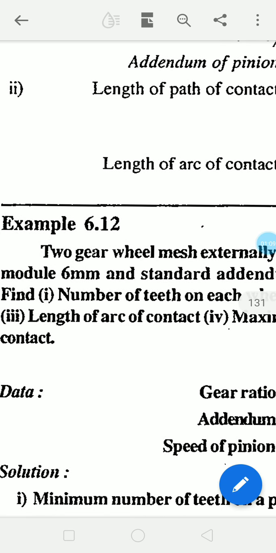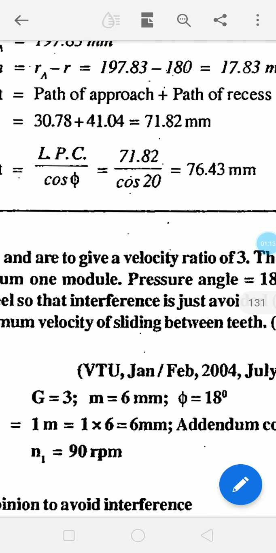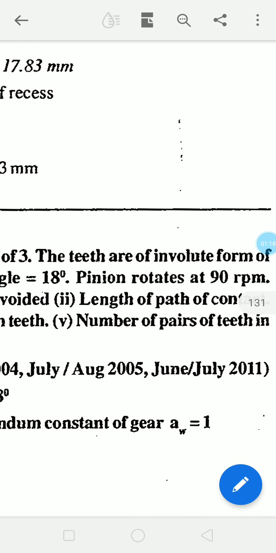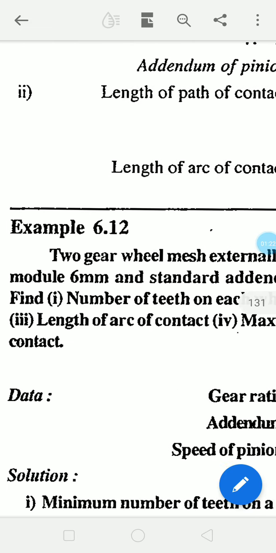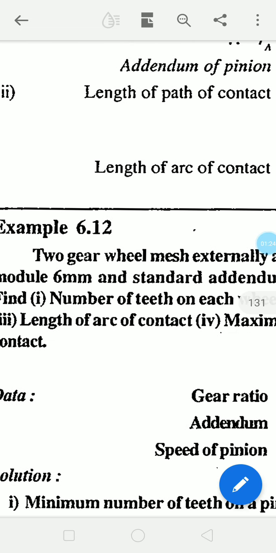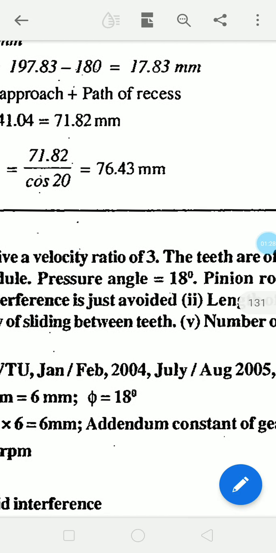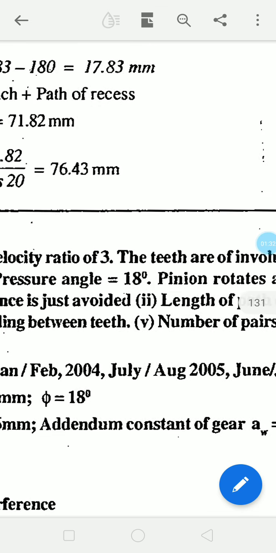Find, for the first one, the number of teeth on each wheel so that interference is just avoided. Second one, length of path of contact. Alright. Next, third one, length of arc of contact. The fourth one, maximum velocity of sliding between the teeth. And fifth one, number of pairs of teeth in contact.